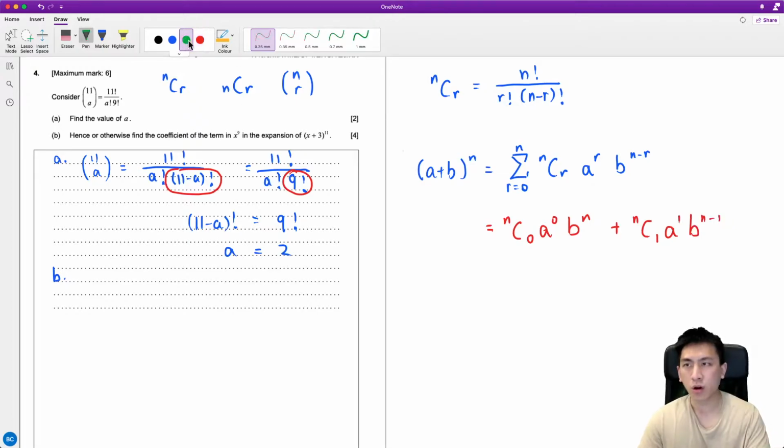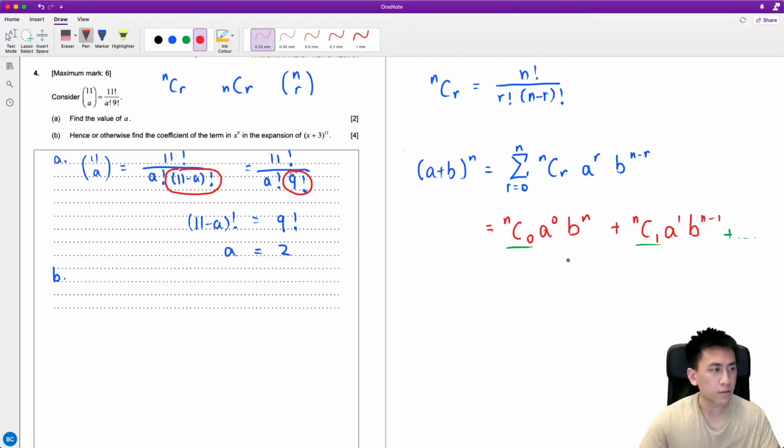And you can see your normal thing that you expect, right? The power of a starts increasing, and the power of b starts decreasing, and then you have the coefficient in front, right? That actually is like your Pascal's triangle, right? So that's how you do it, and then of course plus dot dot dot all the way to the end, right? And the final term would therefore be nCn, a to the power of n, and finally b to the power of 0, right? So that would be the end of the thing.